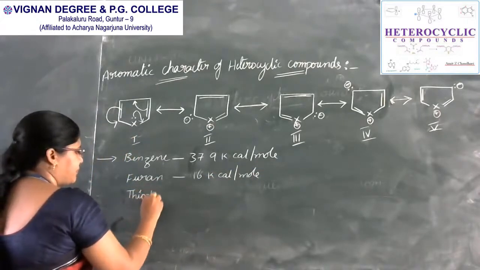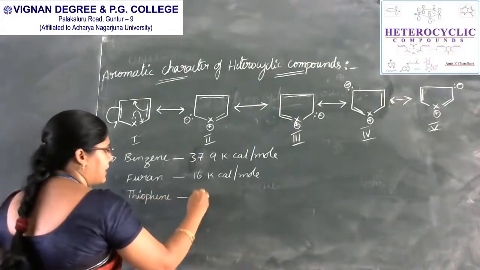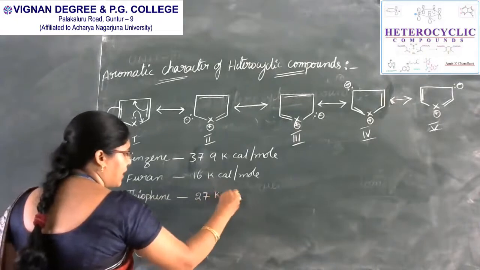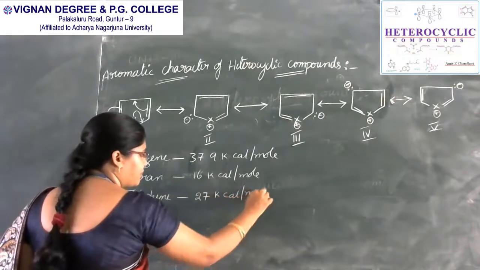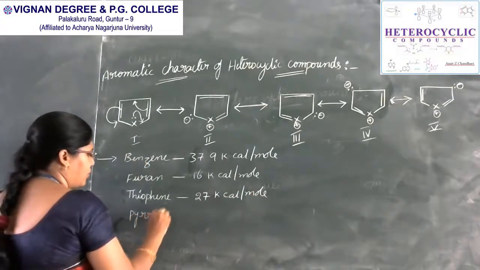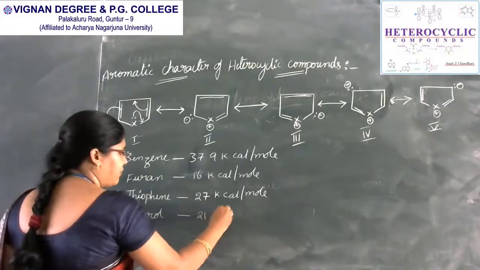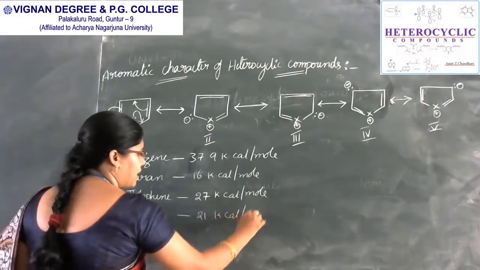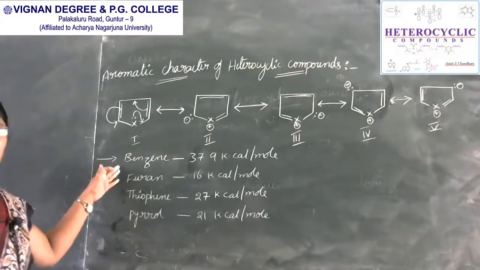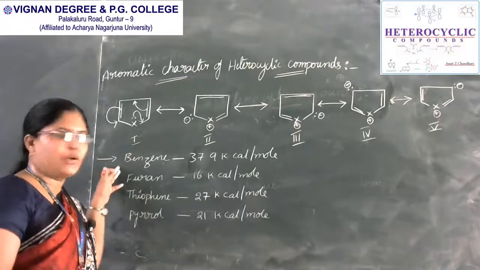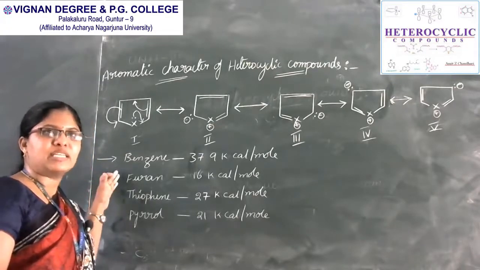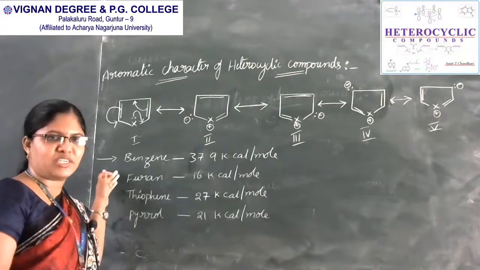Thiophene is having 27 kilocalories per mole, and pyrrole is having 21 kilocalories per mole. Benzene is having higher resonance energy than furan, thiophene, and pyrrole, because benzene is having two resonance hybrid structures.